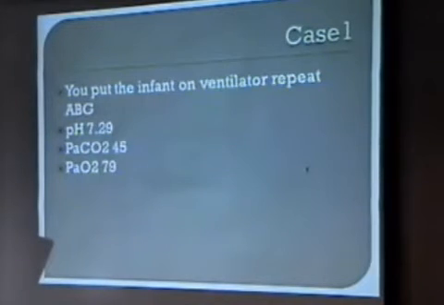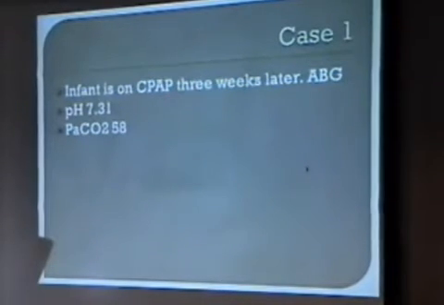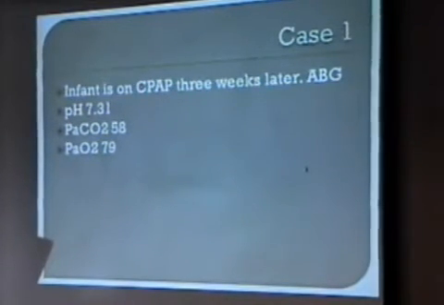Now same baby, 3 weeks later, he's on CPAP, blood gas 7.31, PCO2 58, PO2 79. What's your diagnosis? Okay, so it's acidosis, acidemia, pH is less than 7.35. Now, is it respiratory? Yes, it's respiratory because the PCO2 is high. So we have respiratory. Is it pure, combined, or compensated?